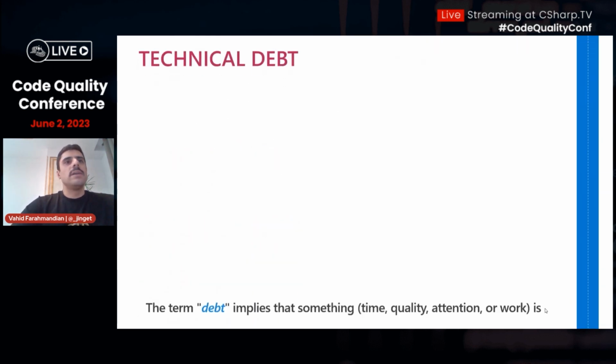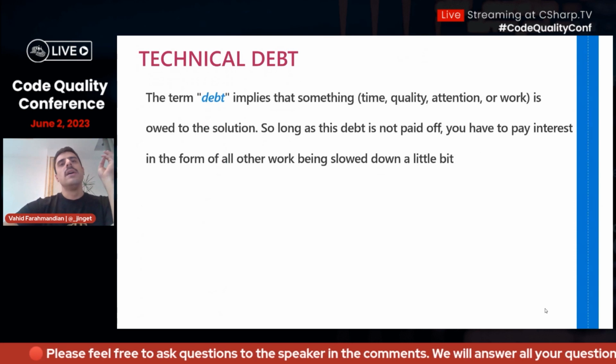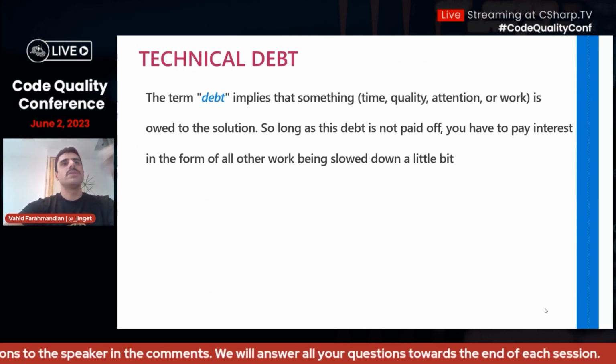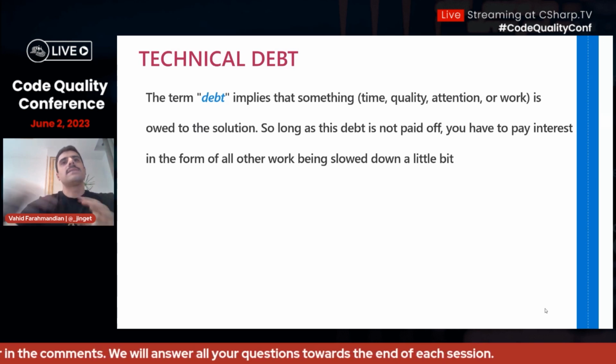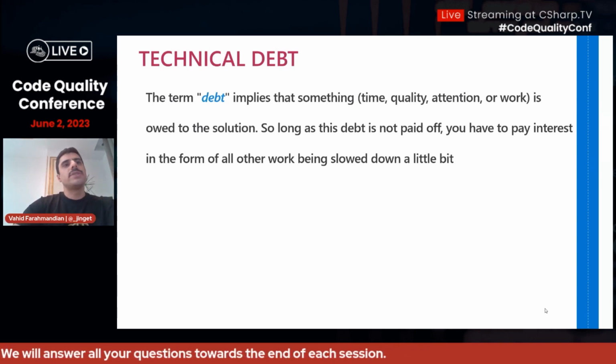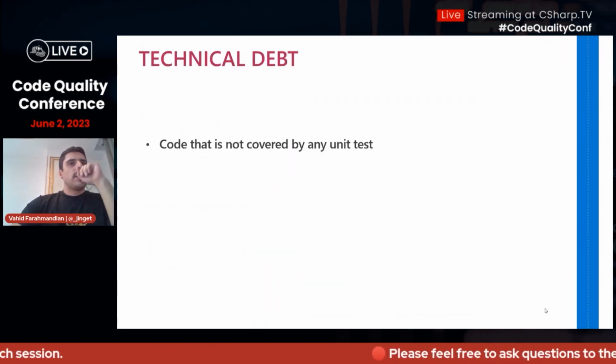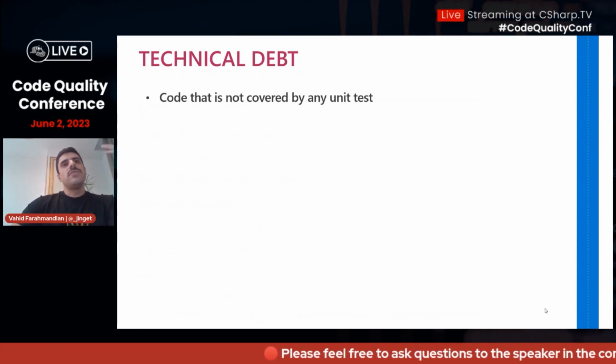So what is technical debt? The term implies that something, it could be time, quality, attention or work, is owed to the solution. So long as this debt is not paid off, you have to pay interest in the form of all other work being slowed down a little bit. Technical debt can take different forms.